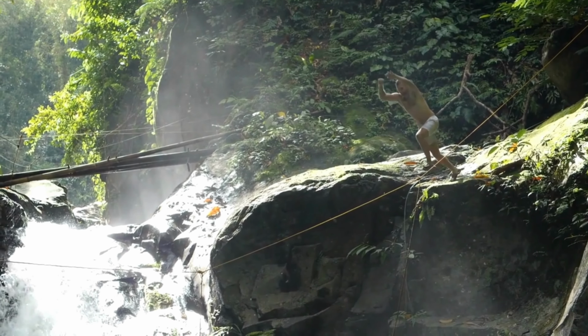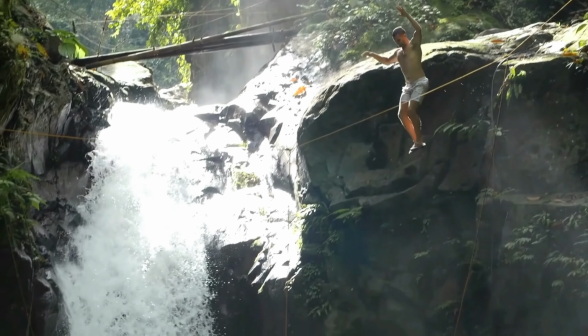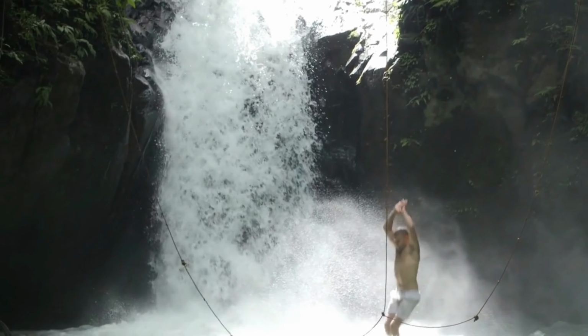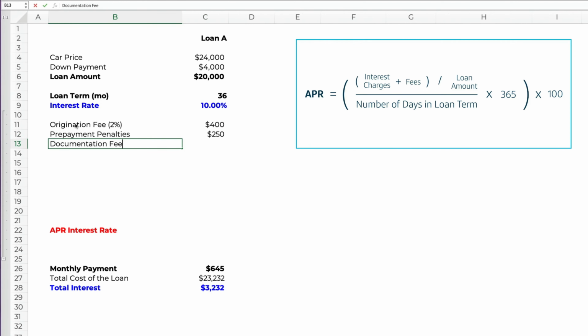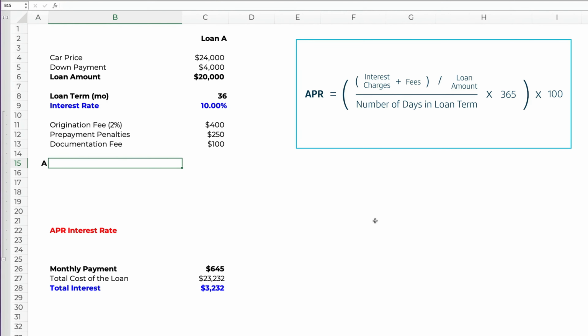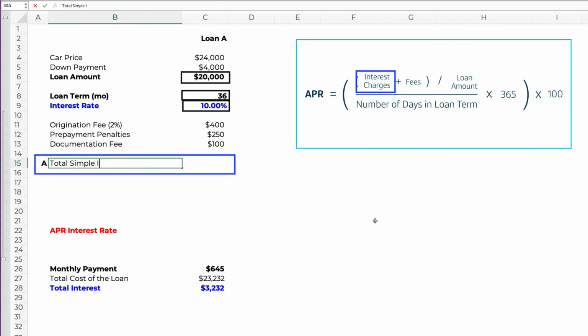But we are fearless and we'll break down the complicated formula to calculate APR into simpler steps using Google Sheets or Excel. So we have a $20,000 loan amount for 36 months at an interest rate of 10%. The first thing we want to consider is any additional fees, such as origination fees, prepayment penalties, documentation fees, etc. For simplicity's sake, we're going to assume simple interest. To calculate the total simple interest, you take the loan amount of $20,000, multiply by the interest rate of 10%, and times the number of years of the loan. Now we have it in terms of months, so we have to divide it by 12.